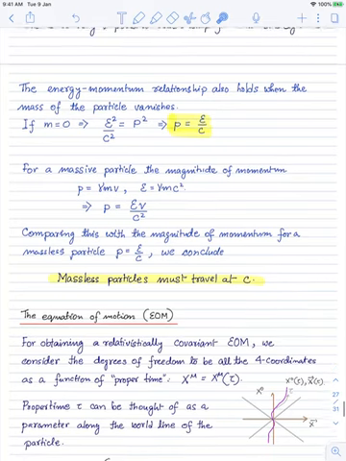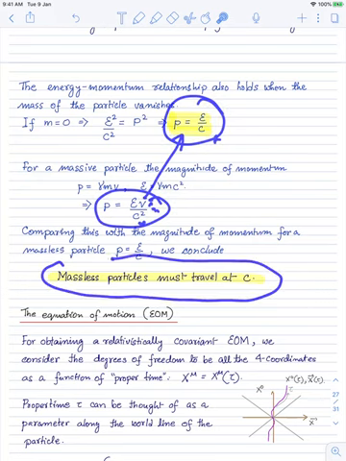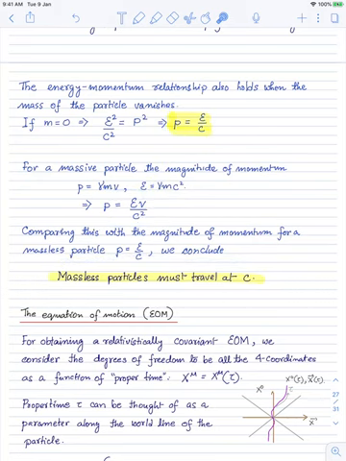If I compare this expression with the expression for a massless particle, I would conclude that it is as if the v of the massless particle is c. That must be the case. So massless particles must travel at the speed of light. It's a kind of constraint that follows from relativity. This is a very interesting thing.